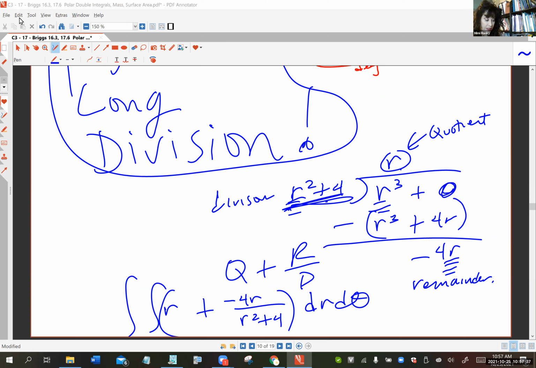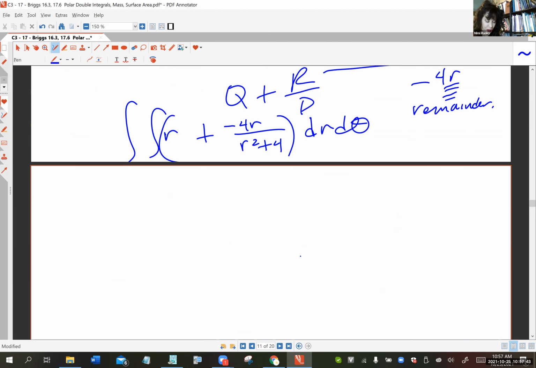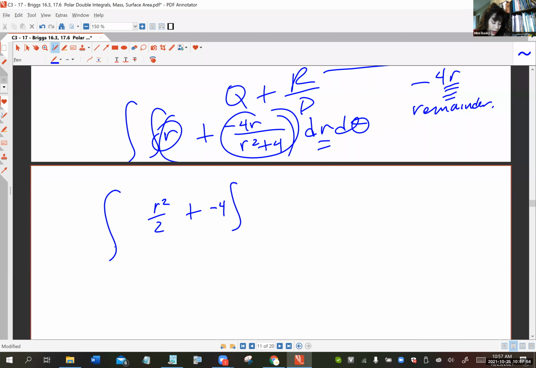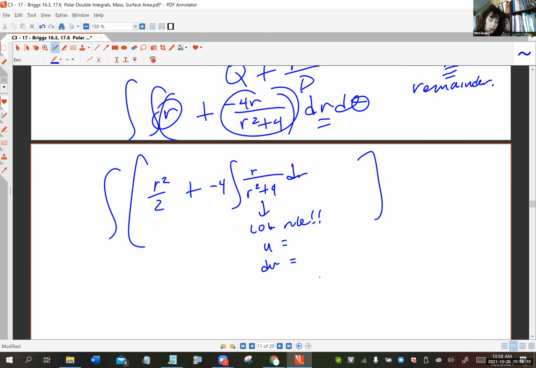So can we integrate this? Yes. Very, very carefully. The first term, easy peasy. The antiderivative of r with respect to r is simply r squared over 2. Plus, then how do we integrate this? Well, I'm going to pull the negative 4 out and look at what's inside the integrand there, r over r squared plus 4, and this is going to require the log rule. So with u-sub, you're going to tell me the u and the du, otherwise I don't give you full credit. And by the way, the log rule says the integral of 1 over u du is ln absolute value of u. That's the log rule.